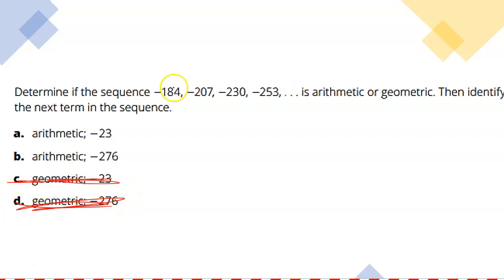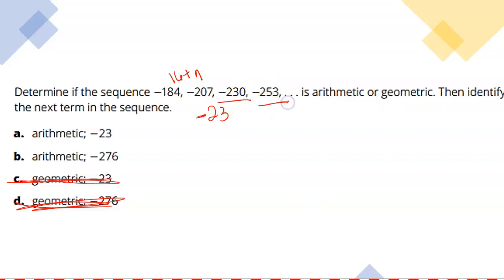Okay, so how do I get from negative 184 to negative 207? If we take out the negatives for a moment, just think about how you would get from 184 to 207. If I'm at 184, I need 16 more to get to 200, and then 7 more to get to 207. So 16 plus 7 is 23. But I'm not adding 23, I'm subtracting 23 because I'm becoming more and more negative. So again, this is arithmetic because I'm subtracting 23 each time, and you can see that that will continue to work. If you do in your calculator negative 207 minus 23, you're going to get negative 230.